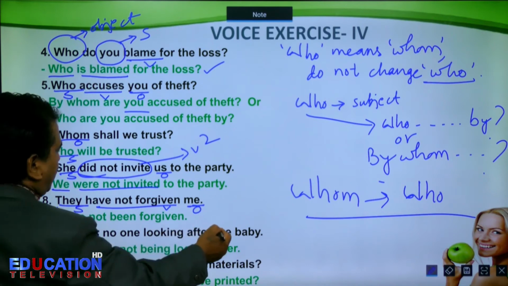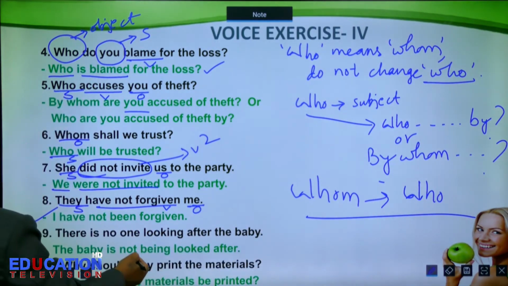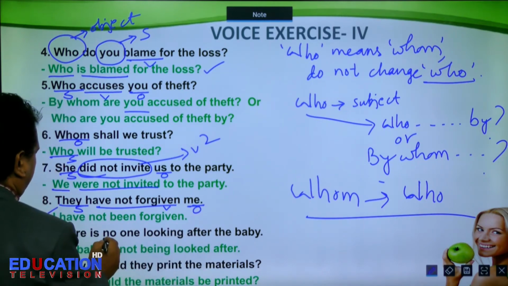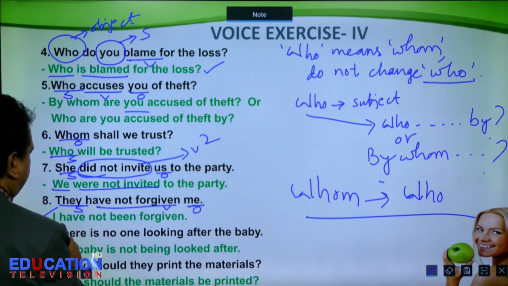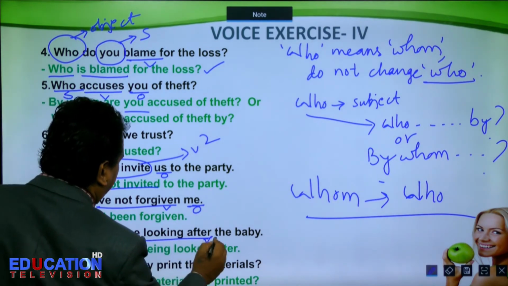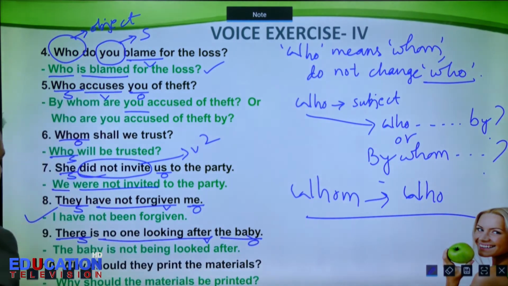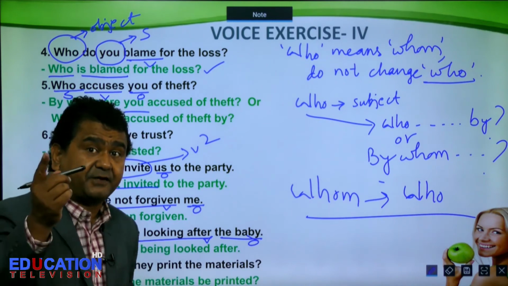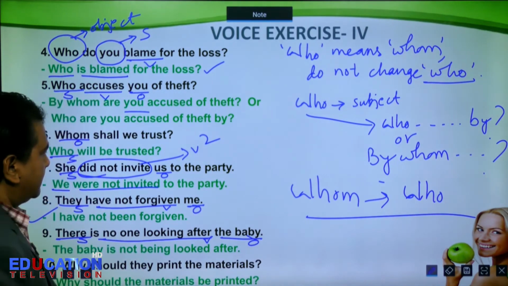There is no one looking after the baby. The baby is not being looked after. There is no one looking after the baby. You know, there subject is not looking after, verb, the baby object. The baby is not being looked after. Do not forget this after. Now, the last question.